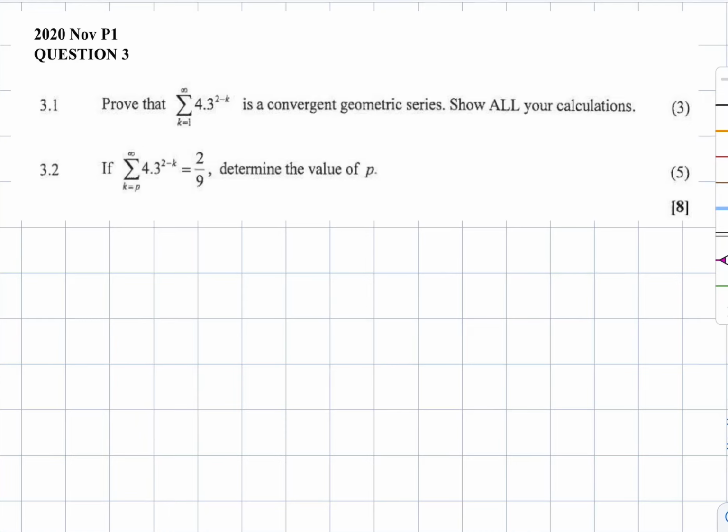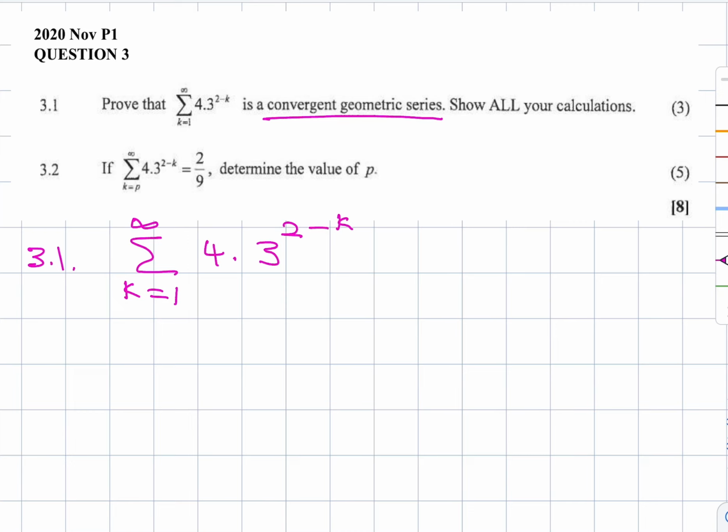Okay, let's look at this one. This is November 2020, paper 1, question 3. Let's look at the question. Question 3.1, you are given this sum, k equal to 1 up to infinity, 4 times 3 to the power 2 minus k. So the question is, prove that this is a convergent geometric series.